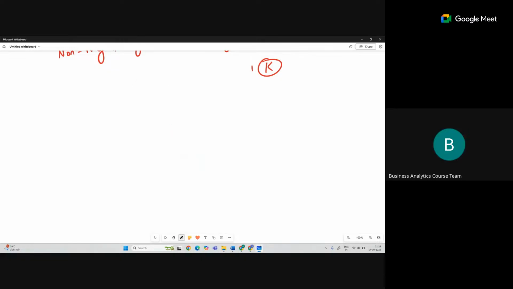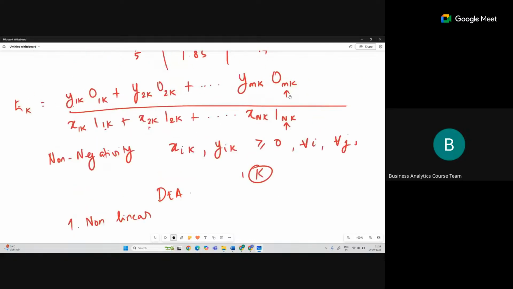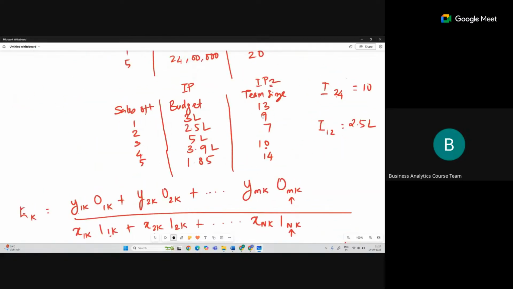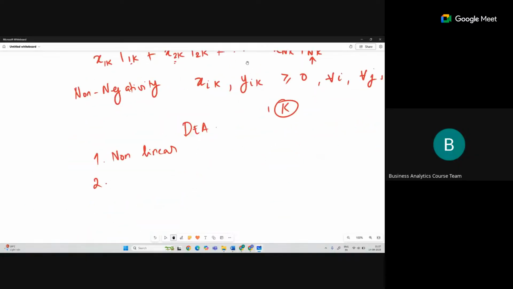Why is this difficult? One is non-linearity. Second, if you see the budget problem, this is in lakhs, this is in tens, this is units, this is tens. So the quantum of the input variables are very different. So we have certain complexities, and we only know linear programming. We don't know non-linear programming. That has not been covered here.